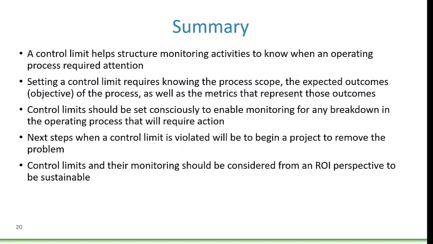Setting control limits requires knowing the scope, the outcomes, or the objectives of the process, as well as the metrics that represent those outcomes. Control limits should be set consciously to enable monitoring for any breakdown in the operating process that requires action. That's the point. And then the next step is structuring projects to remove obstacles to value creation or get the control limits or the process back under control. And just like we finished up a second ago, control limits and their monitoring should really be considered from an ROI perspective to be sustainable. Don't be the person that sets up all this expensive monitoring and control limit work, and then you can't convert any of it, because that's not going to help the organization either.